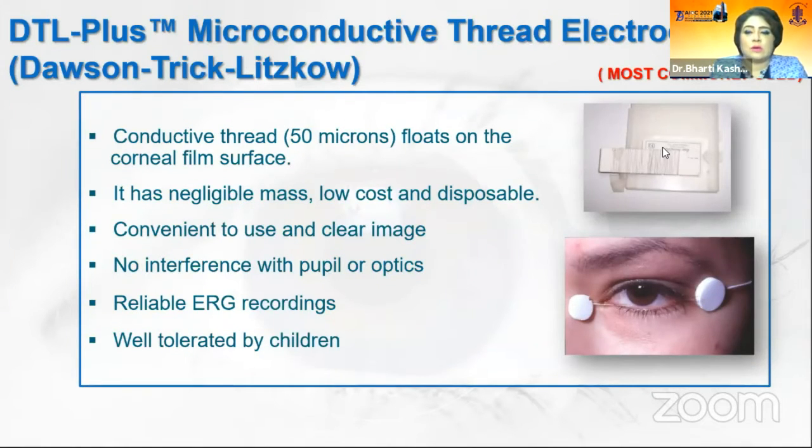DTL Plus electrode. It has a conductive thread, 50 micron, and it floats on the corneal surface. It has negligible mass, low cost, disposable, convenient to use and clear image, no interference with pupil or optics. You can see in the picture, it gives very reliable ERG recording, and best part, it is well tolerated by children also.